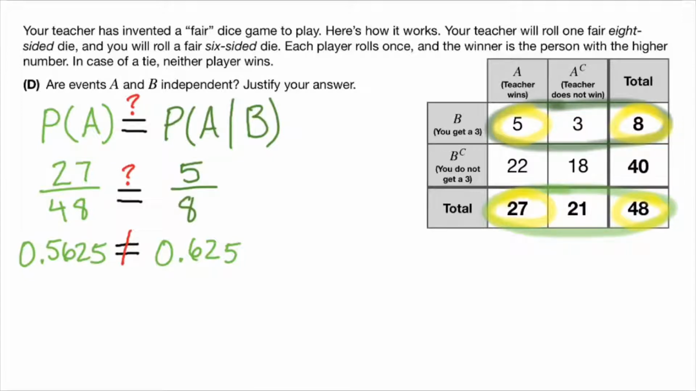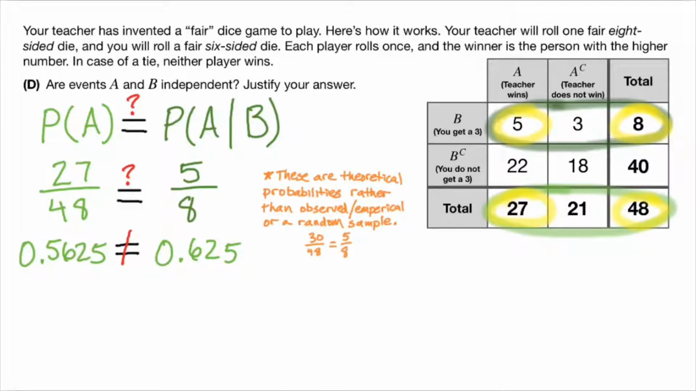Now, you might be thinking to yourself, but I remember a time when my teacher told me that if the numbers were close, that it would be okay. And that's right, but I have this to say about that. In this situation, these probabilities are theoretical probabilities rather than just observed or empirical probabilities or just a random sample. If I would have gone out and sampled 48 people and came back with these results, then it might be plausible that we wouldn't be able to actually definitively say that these two things are independent. So in this circumstance, because these are theoretical probabilities, I can firmly say that these don't equal each other. On top of that, if 27 over 48 was actually 30 over 48, then these fractions would equal.